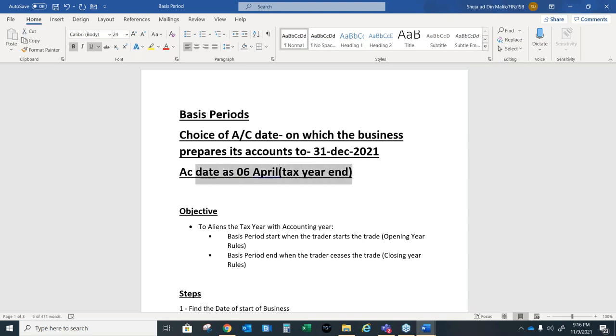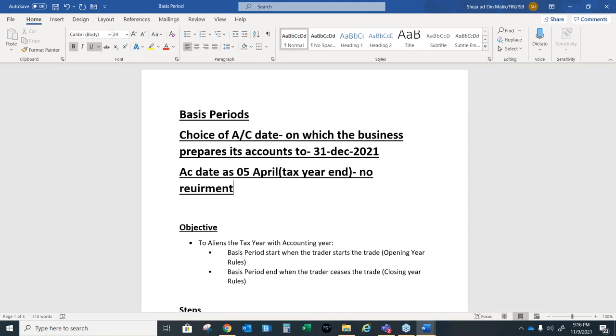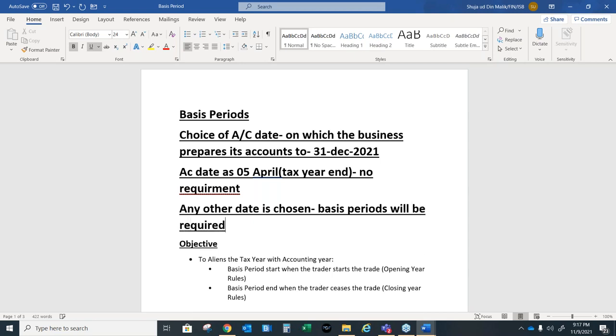If the accounting date is opted as 6th April, the tax year end is 5th April. If the accounting date is opted as 5th April, there is no requirement. Why? Because it is already in line with the tax year. But if any other date is chosen, basis periods will be required.